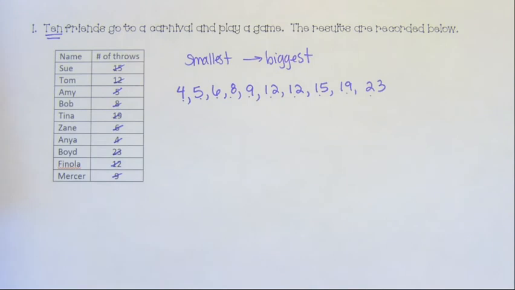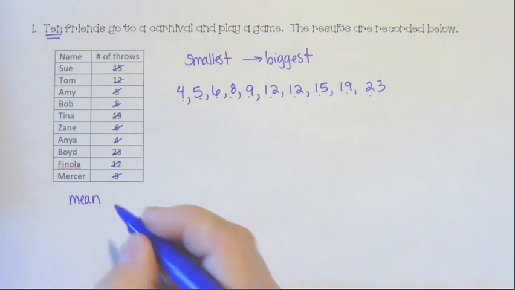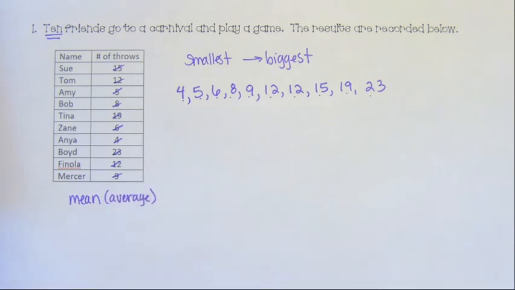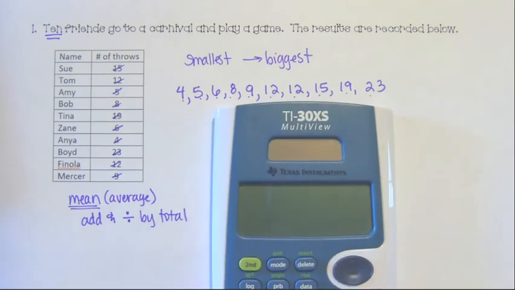Okay, the first thing it wants is the mean. The mean is the same as the average, and that's where you add them all up and divide by however many there are. Okay, so I'm going to just honestly get my calculator. I'm going to add these numbers up and then divide by 10 since there's 10 numbers.